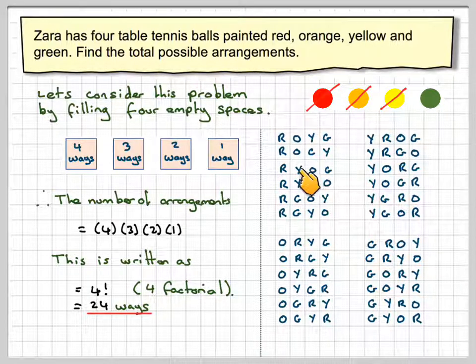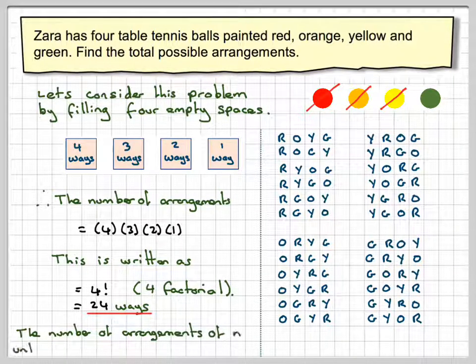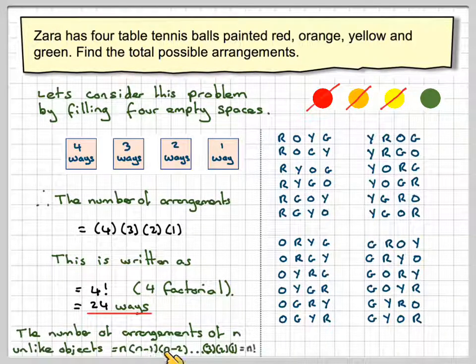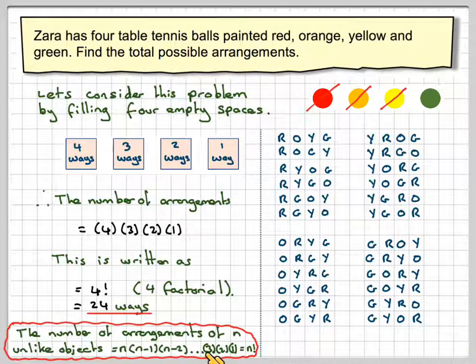It's a little bit laborious if we have to write them out each time. So the number of arrangements of n unlike objects is going to be n times n minus 1 times n minus 2 and so on, down to 3 times 2 times 1, which we call n factorial. For example, n would be 4 in my example. It would be 4 times 3 times 2 times 1.